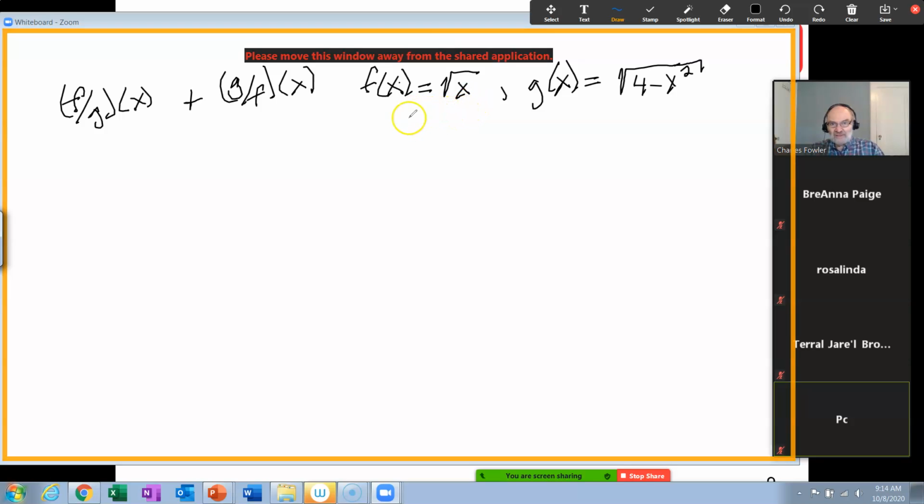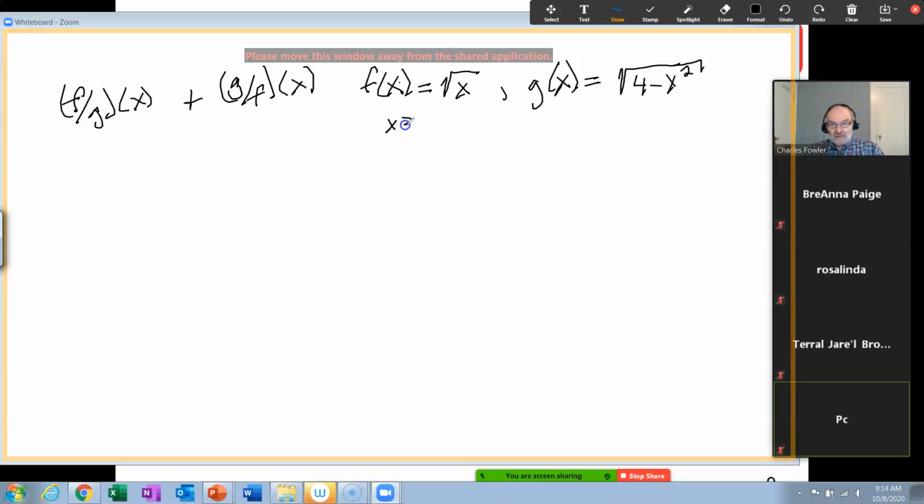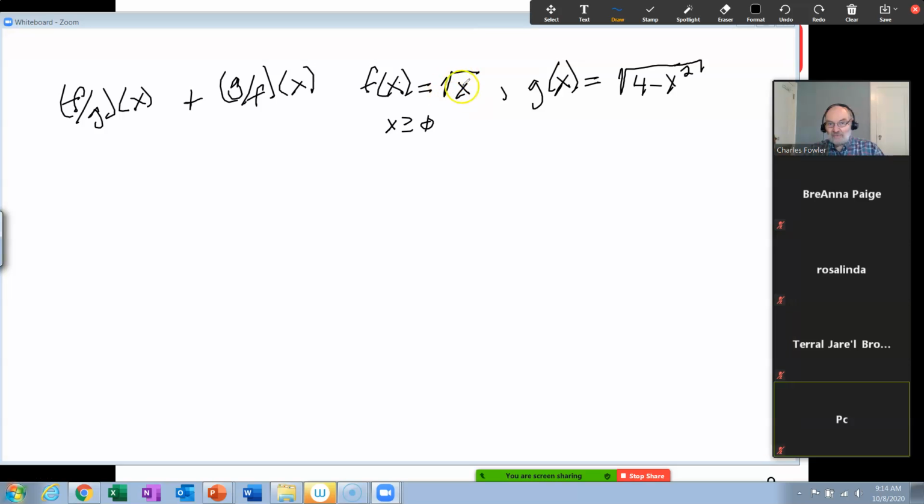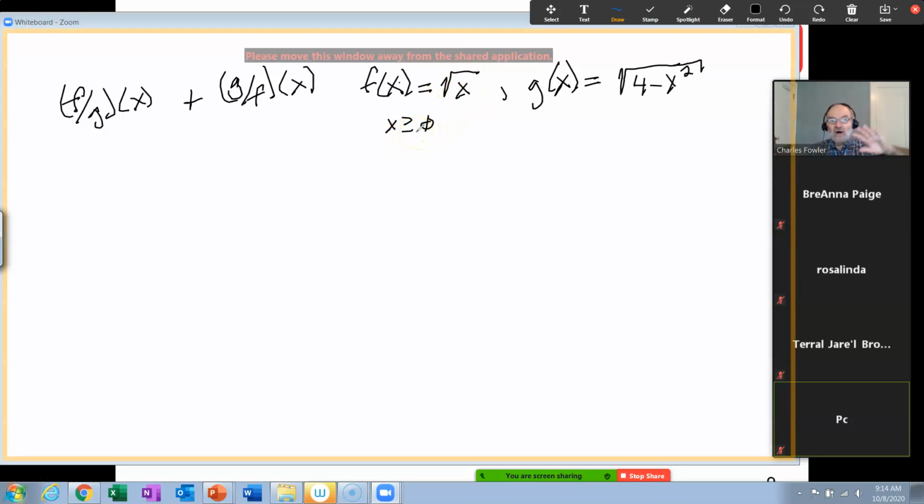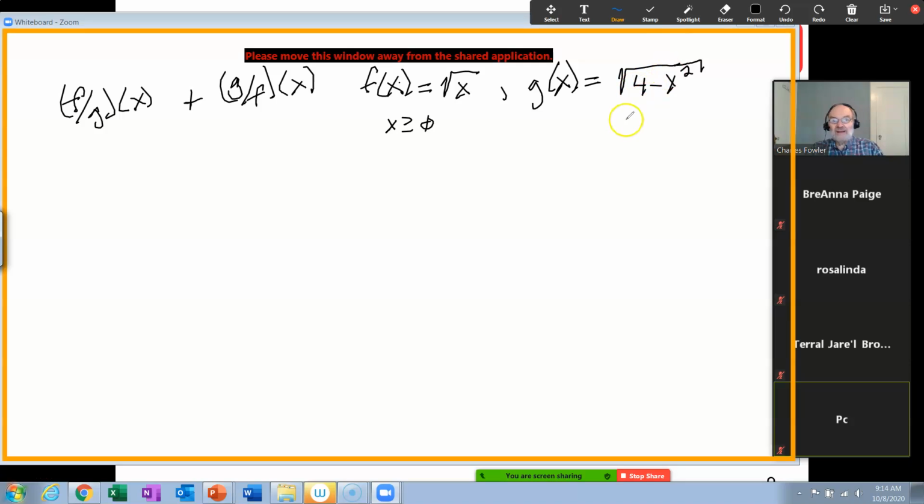And this first one is x has to be greater than or equal to 0, because you can't take the square root of a negative number. So there's a domain. All positive x values, or 0. It can be 0. Over here, what's under the radical? 4 minus x squared. That's got to be greater than or equal to 0.